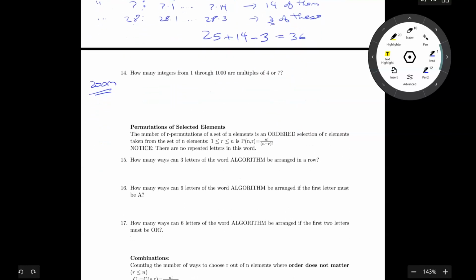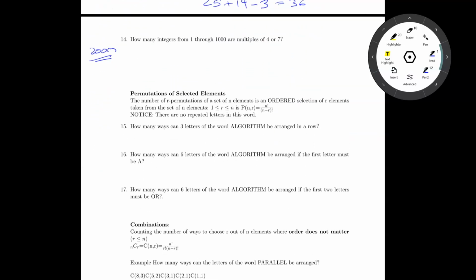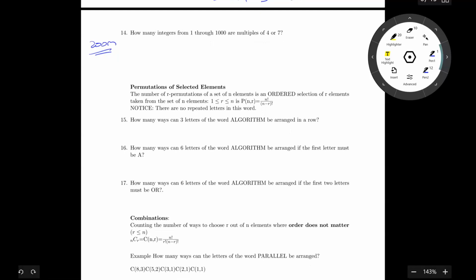All right, so now let's play with permutations and then combinations. So permutations is when order matters. So if I want to take 3 letters of the word algorithm and put them in a row, it's going to be selecting our elements from a set of n, and that's what permutations is. So it turns out to be n factorial divided by n minus r factorial. So you can just leave it as P(n, r).